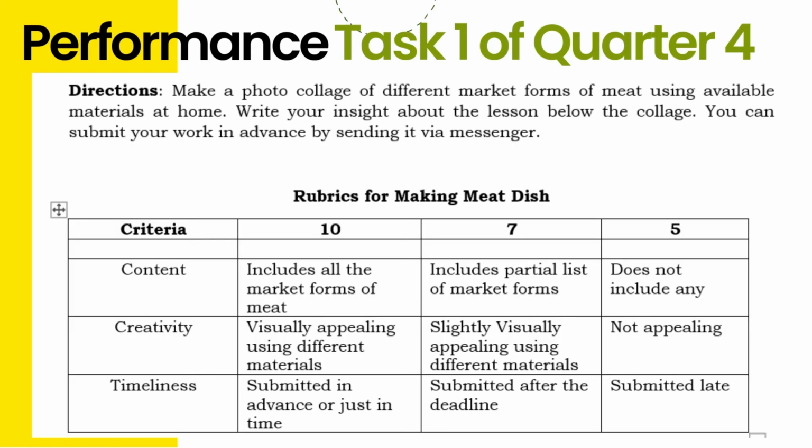B. Performance task of quarter 4. Directions. Make a photo collage of different market forms of meat using available materials at home. Write your insight about the lesson below the collage. You can submit your work in advance by sending it via Messenger.